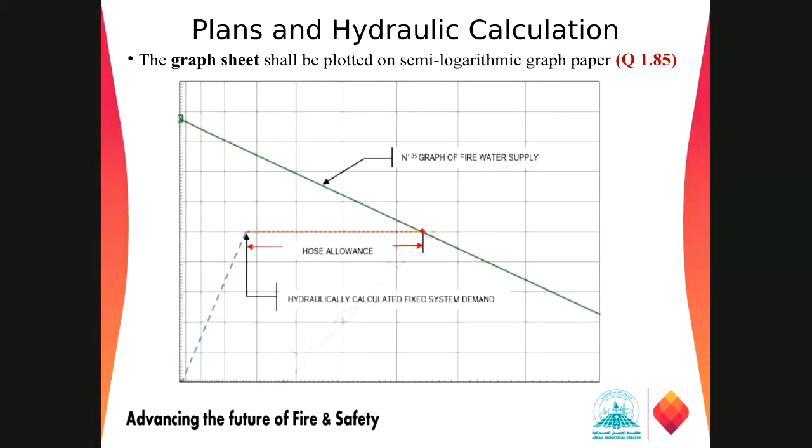Now here we have a graph sheet. This graph sheet I have taken from the SCIS, which says that this is our fire water supply graph, right? This is a graph of the fire water supply line, and this is our demand for fixed fire protection, which is whatever we calculated based on the hydraulic calculation software, something around maybe 400 GPM or 700 GPM.